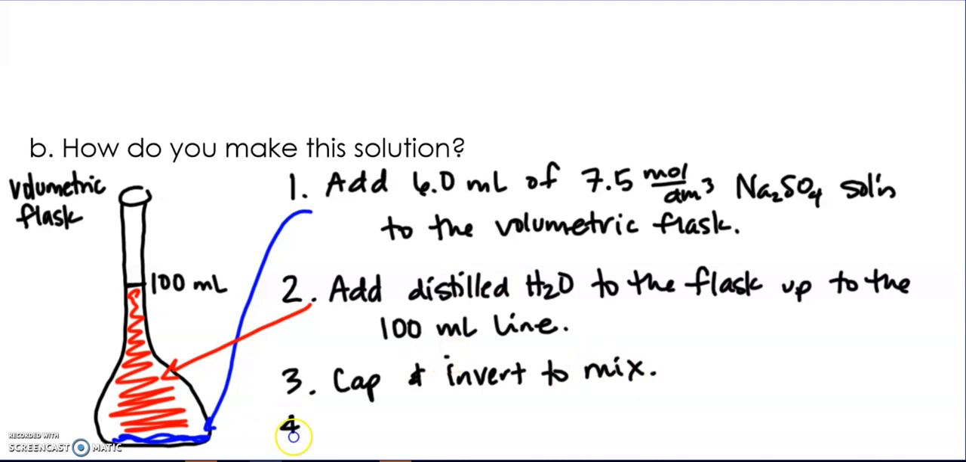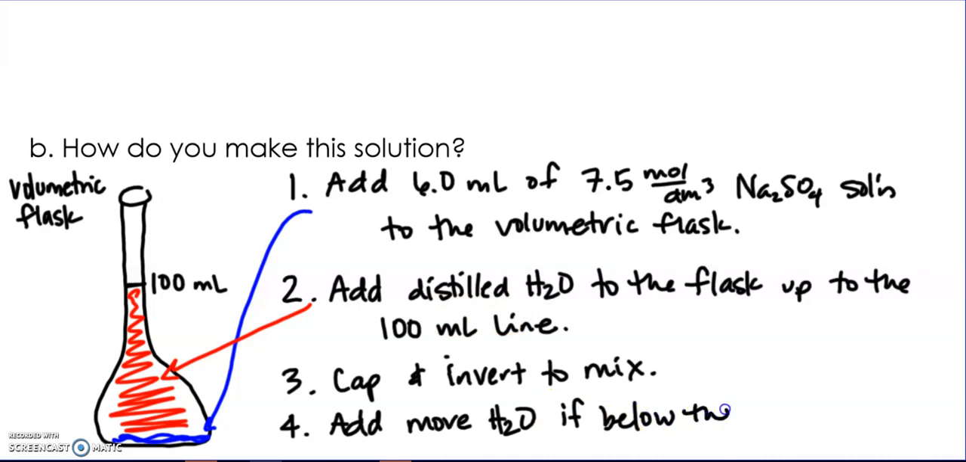And then the last thing is that we want to make sure we have the right volume because our total volume should be 100. Sometimes when things dissolve, the volume gets more compact. So the last thing is I'm going to add more water if below the line and mix again. So that is how you calculate the parts of a dilution formula, how much, and then how to make a solution.